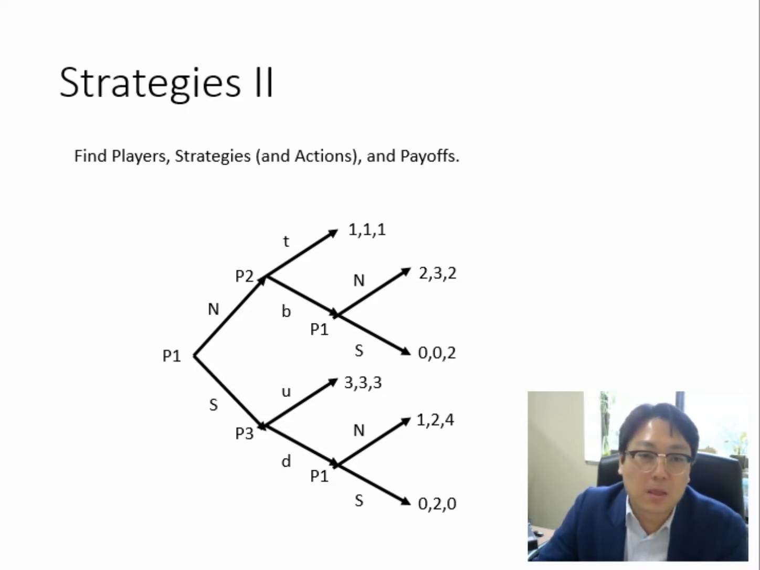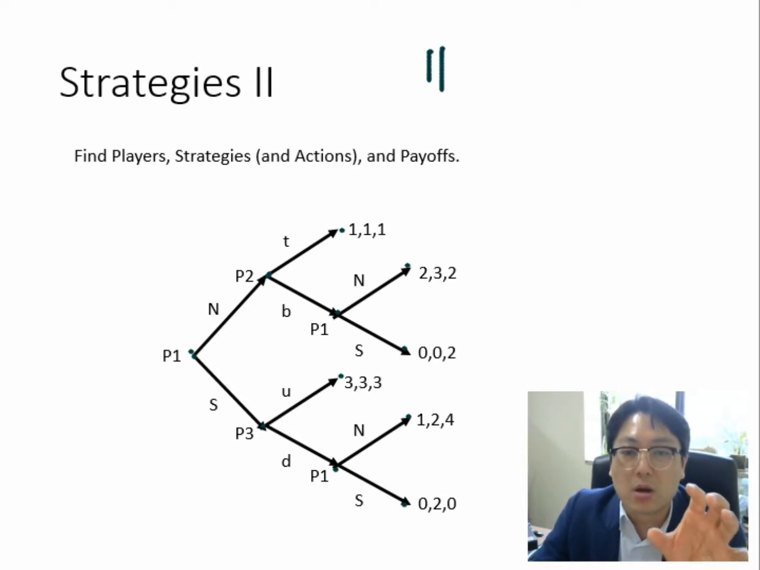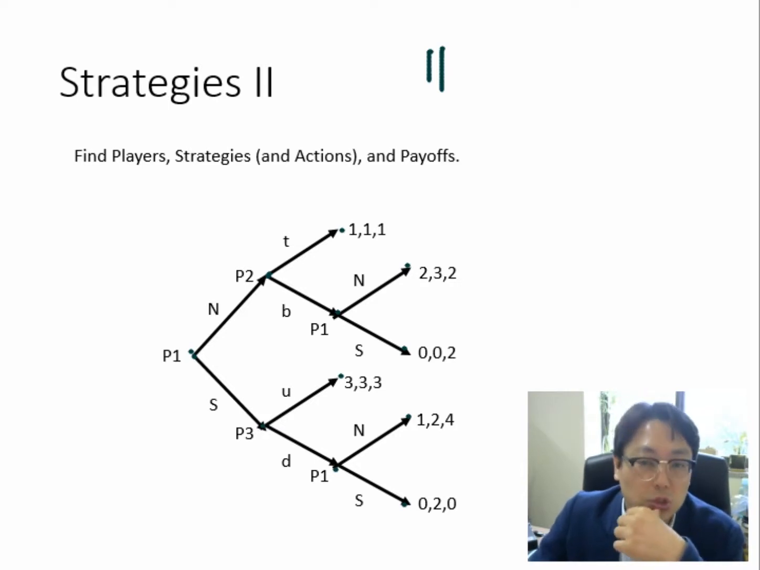First, these are nodes again. There are 1, 2, 3, 4, 5, 6, 7, 8, 9, 10, 11 nodes. Okay? And these are terminal nodes, and these are initial nodes. Other than terminal nodes, the other nodes represent where players will choose. Who is going to choose? Okay?